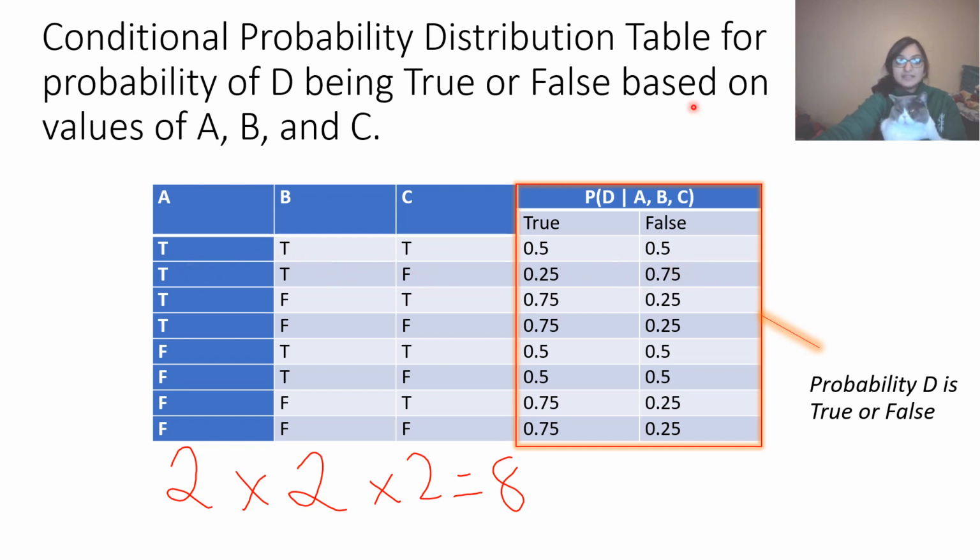So these probabilities really differ. This is the conditional probability distribution table for D given these values, and each row sums up to 1, because D can either be true or false. But its probability is based on the values of A, B, and C.